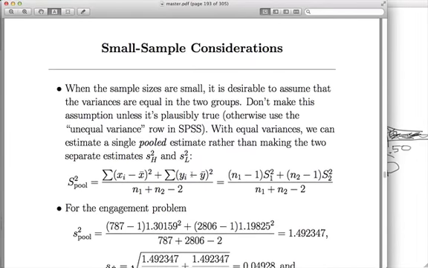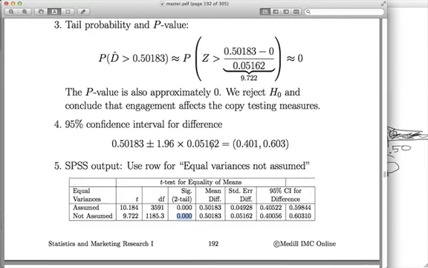Now the story gets a little bit more complicated. It gets more complicated when you have small samples. I often tell students it's much easier to analyze large samples than small samples. You got to worry about a lot of other stuff when you have a small sample. So one of the things that we worry about is the variances. If the sample sizes are pretty small, it would be highly desirable for us to be able to assume the variances are equal. So don't do this unless it's plausibly true. Don't assume equal variances because you want to. You have to have some justification for doing so.